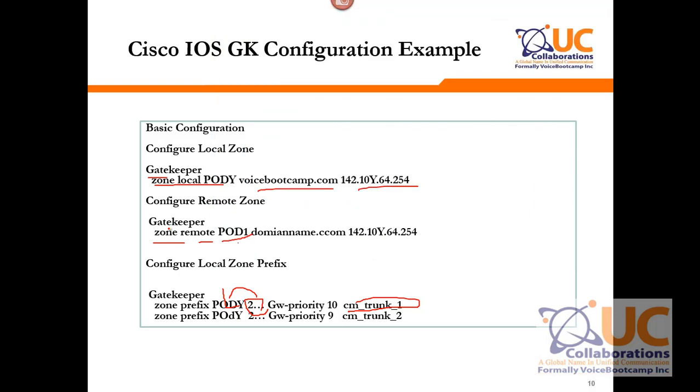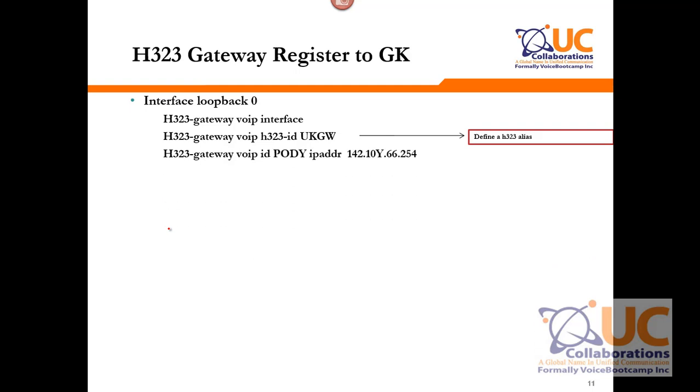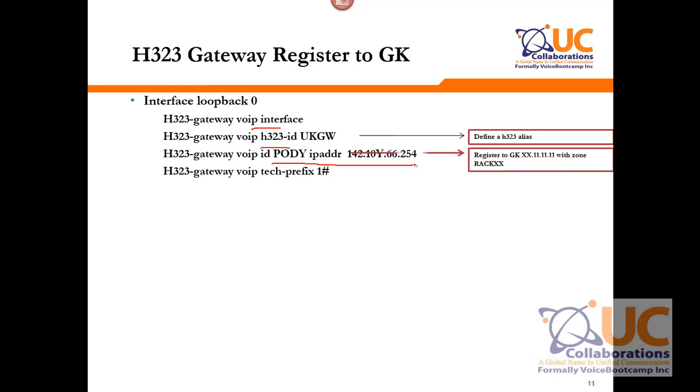Now to register site C as my gateway, I'm going to go to that particular router, and then under the loopback interface I'm going to enable the VoIP interface, choose a name for that site, and then define which gatekeeper to join, what zone name, and what tech prefix I should register with.